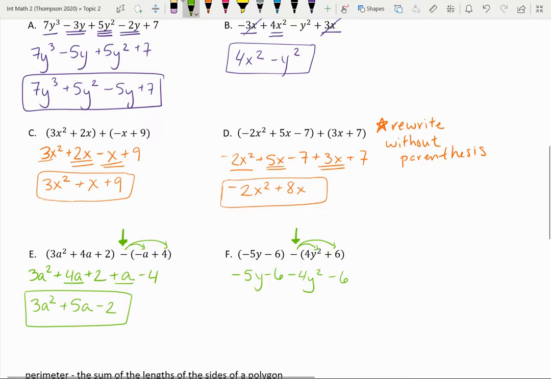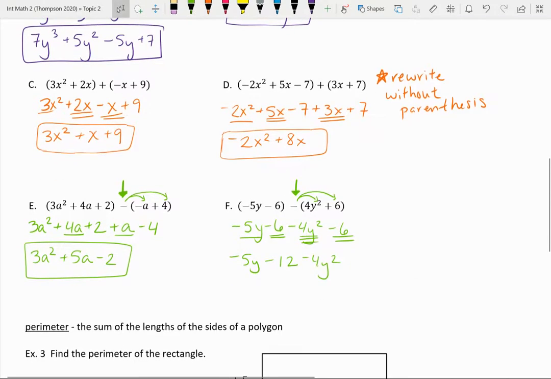All right, combine like terms. I've got minus 5y, no like terms there, minus 6 again, and then a minus 4y squared. This one is not in standard form, so I'm going to make sure and double check the degree of my terms here. My term with the highest degree is actually 4y squared, so that's going to go first, and then minus 5y, and then minus 12.